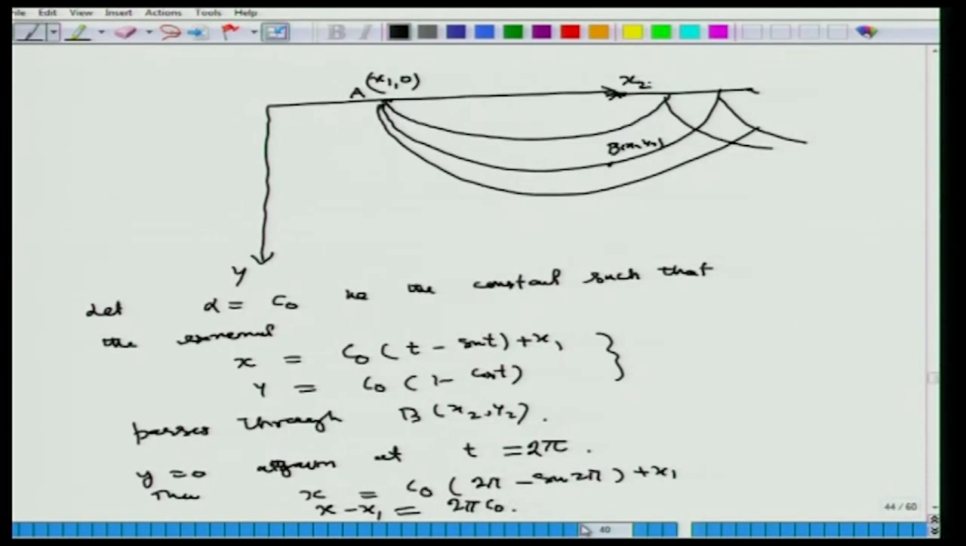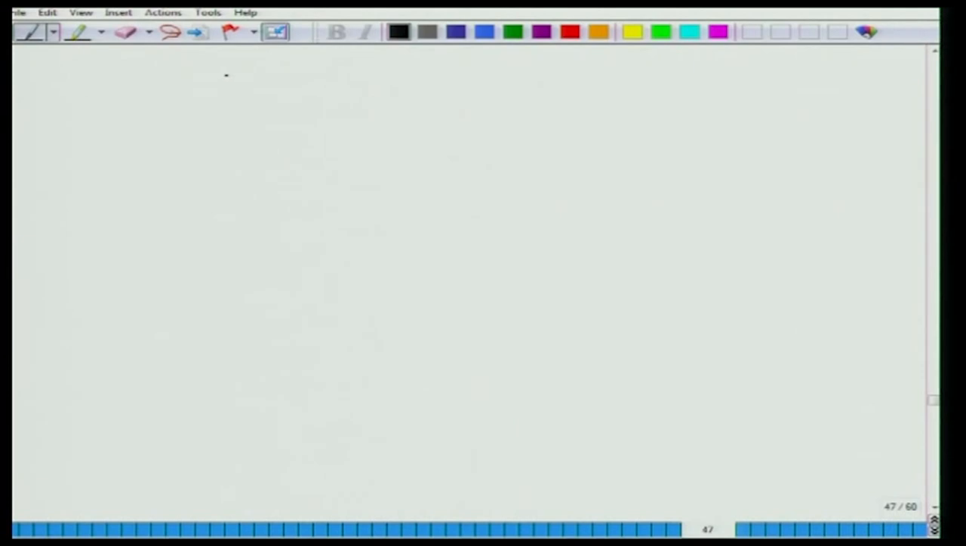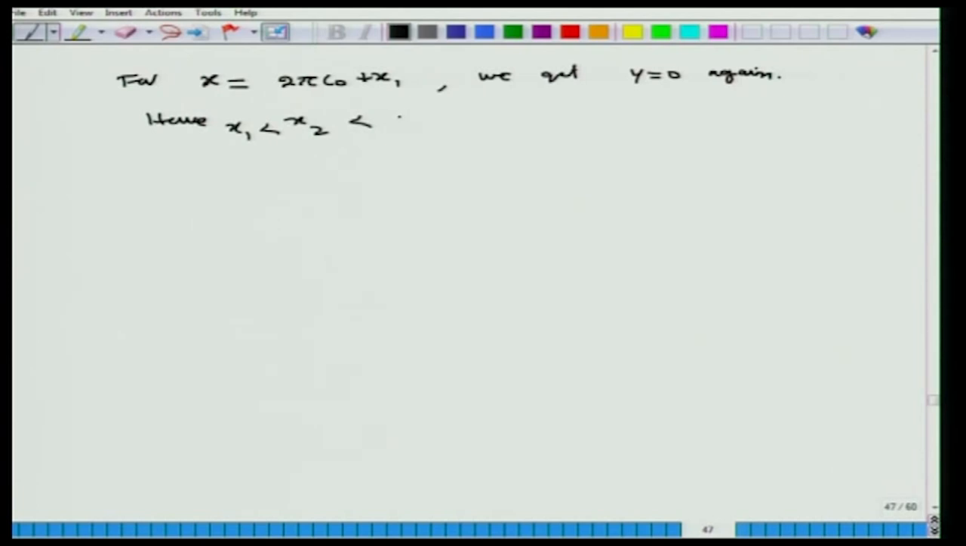So, that means x equal to 2 pi C 0 plus x 1, that is where we will get the value of y. So, for this we get y equal to 0 again, hence this x 1 less than x 2 must be less than x 1 plus 2 pi C 0. So, this is the Jacobi condition.